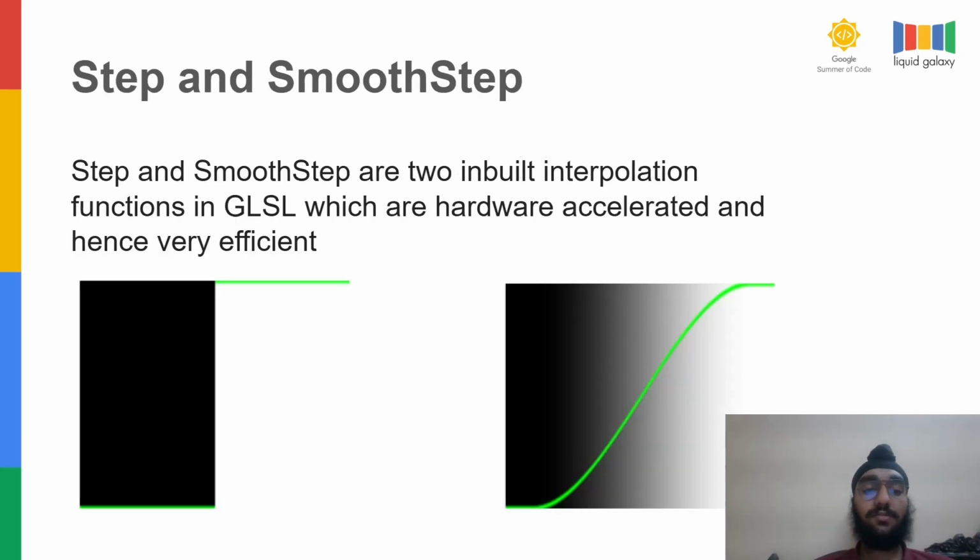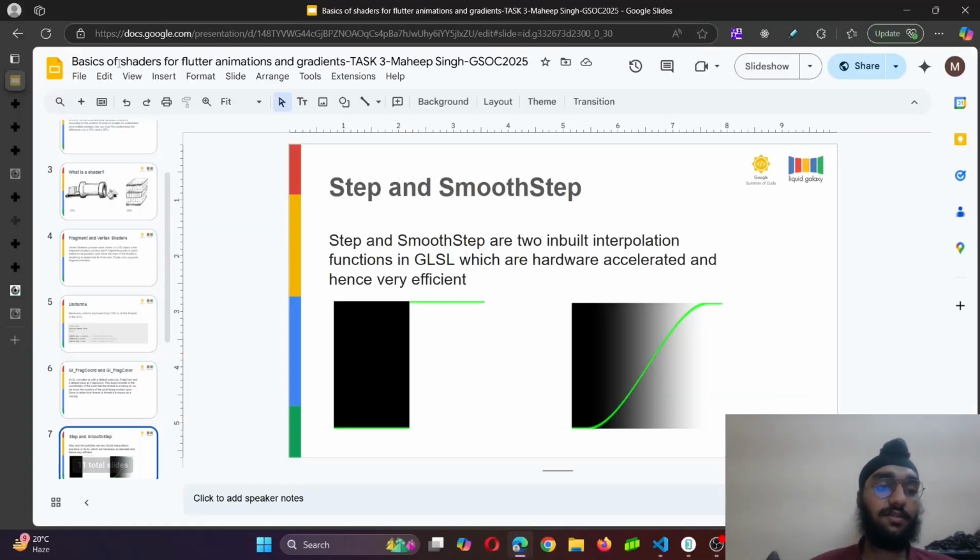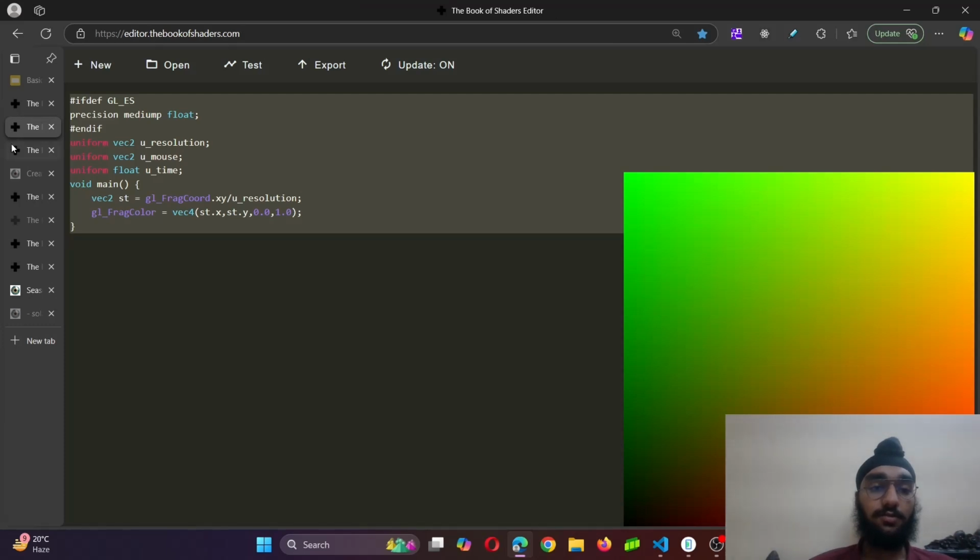Now, step and smooth step. Step and smooth step are two inbuilt interpolation functions in GLSL, which are hardware accelerated, so they're very efficient, and they form the basics of writing shaders essentially. So if you're writing any shader, chances are that you'll be using step and smooth step somewhere. Now, to explain to you how these functions work, I'll give you another shader demo.